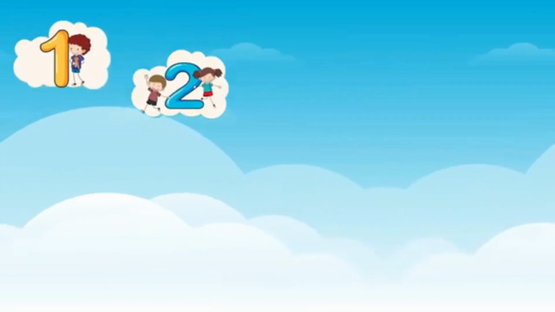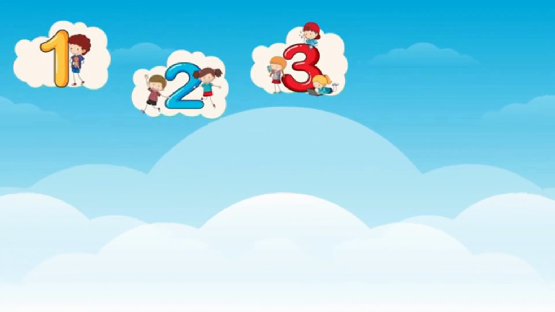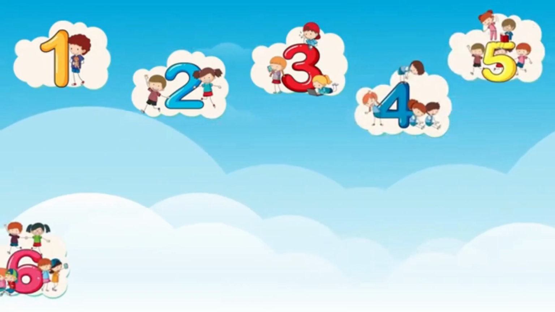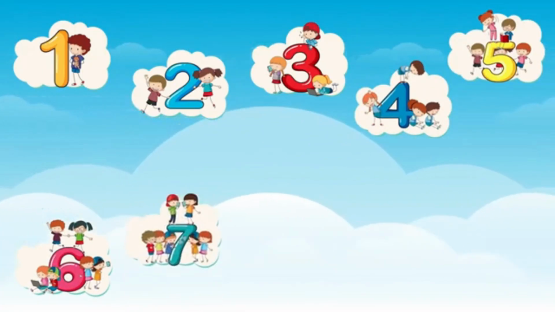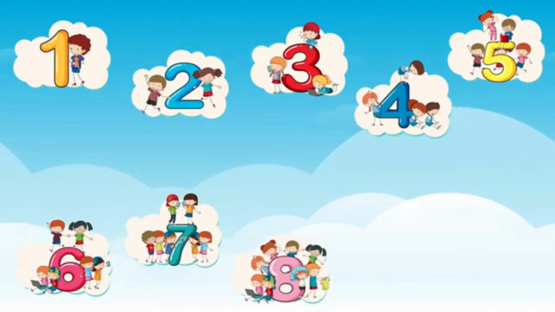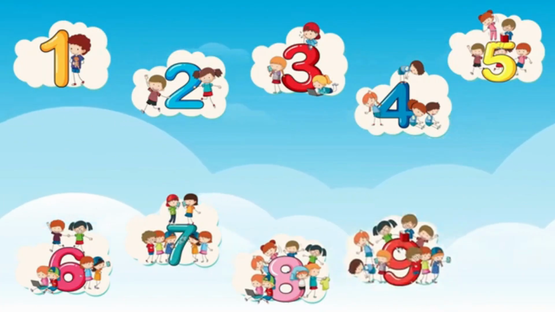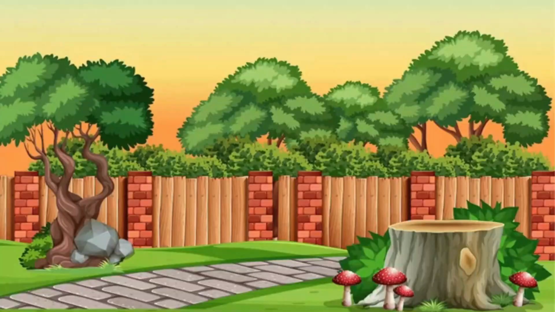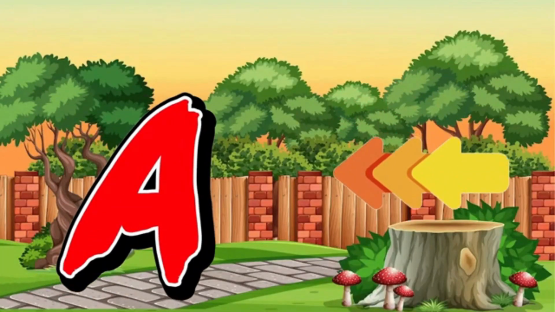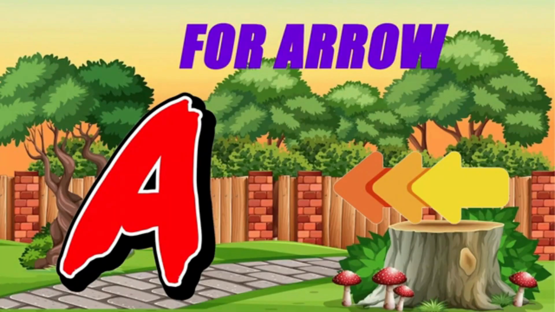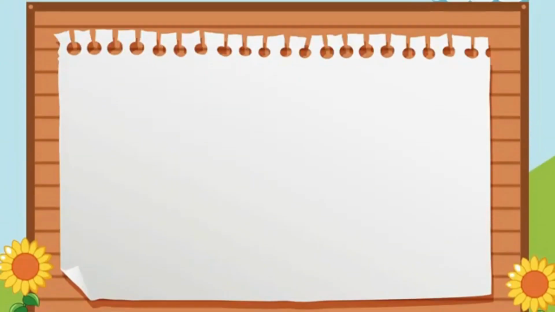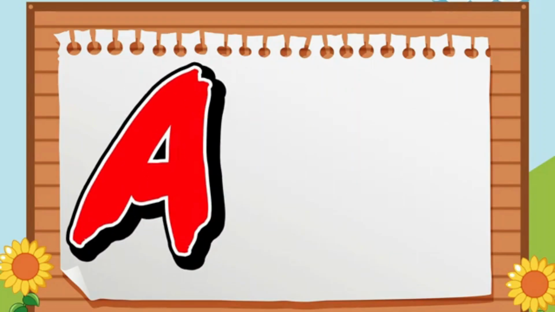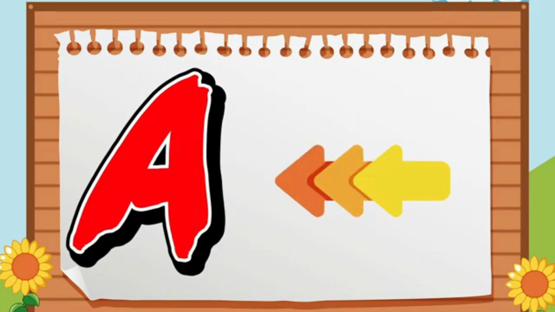1, 2, 3, 4, 5, 6, 7, 8, 9, 10. We counted to 10. A for arrow. A arrow.